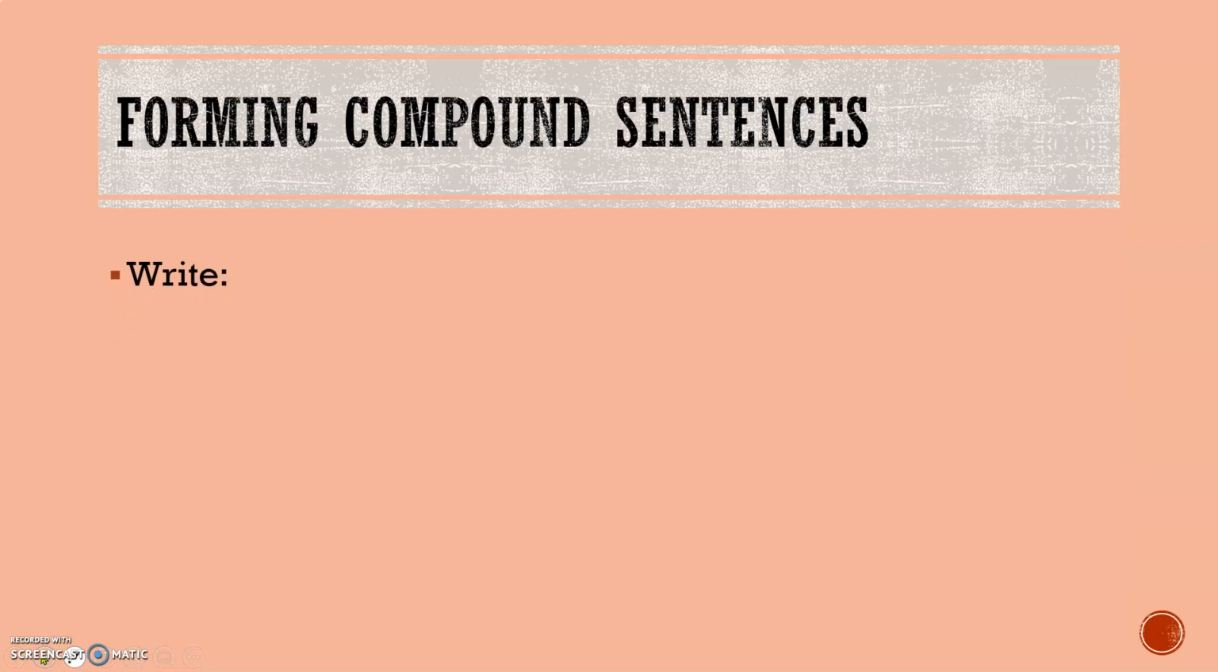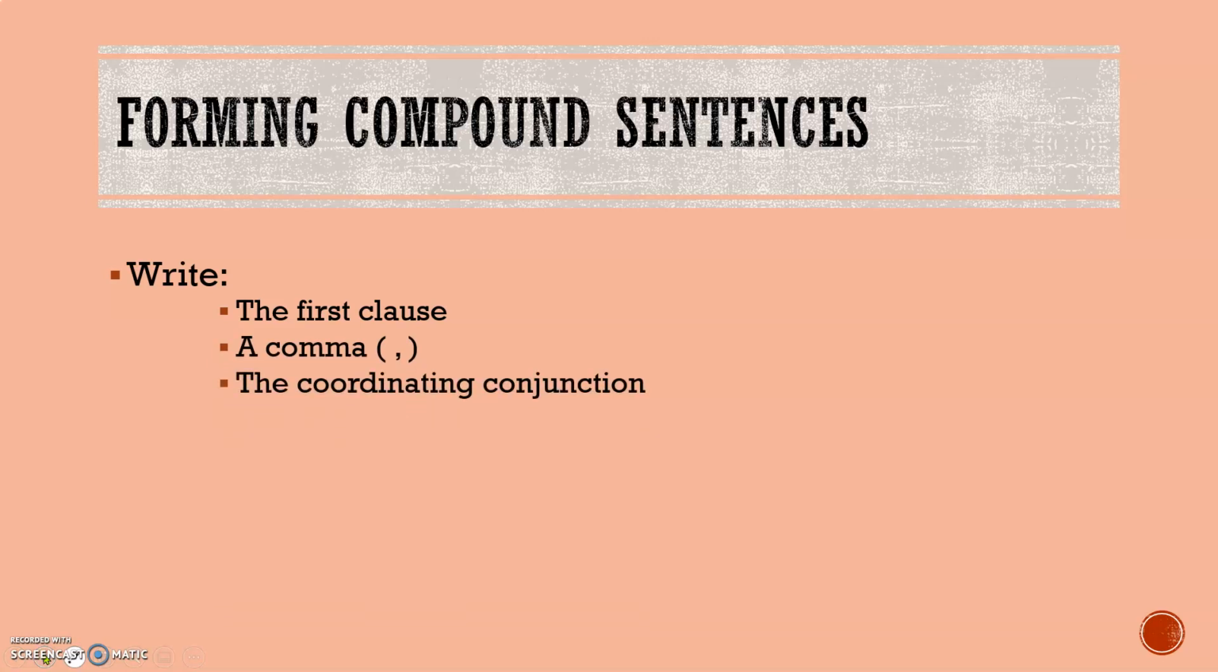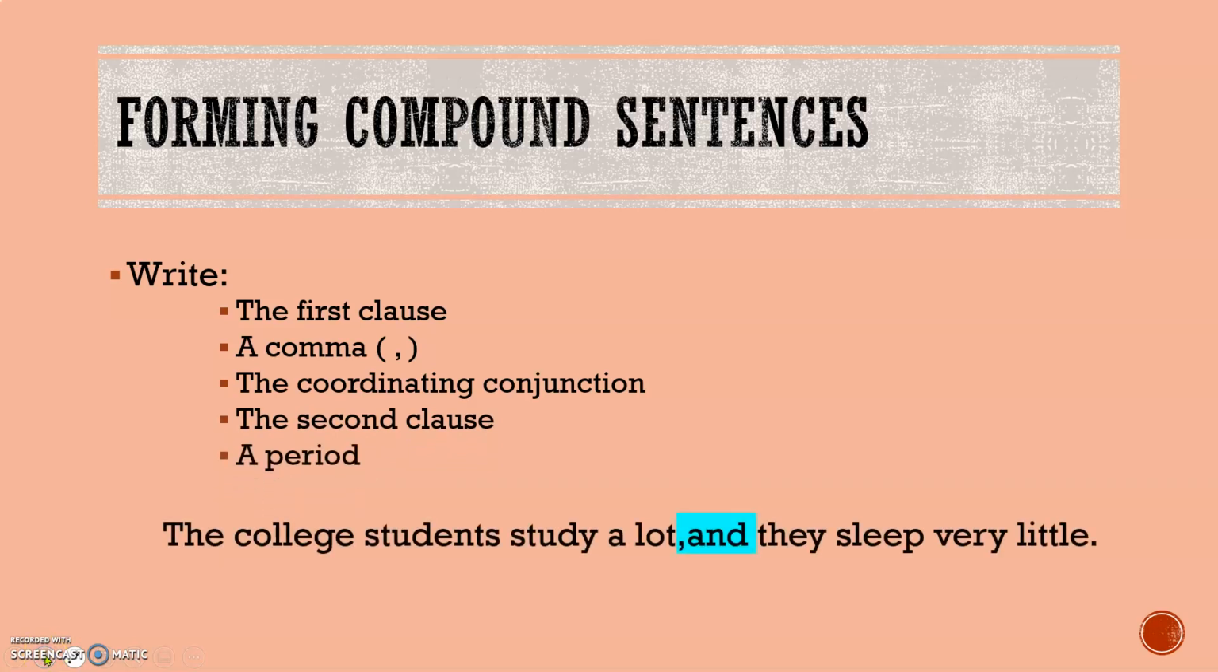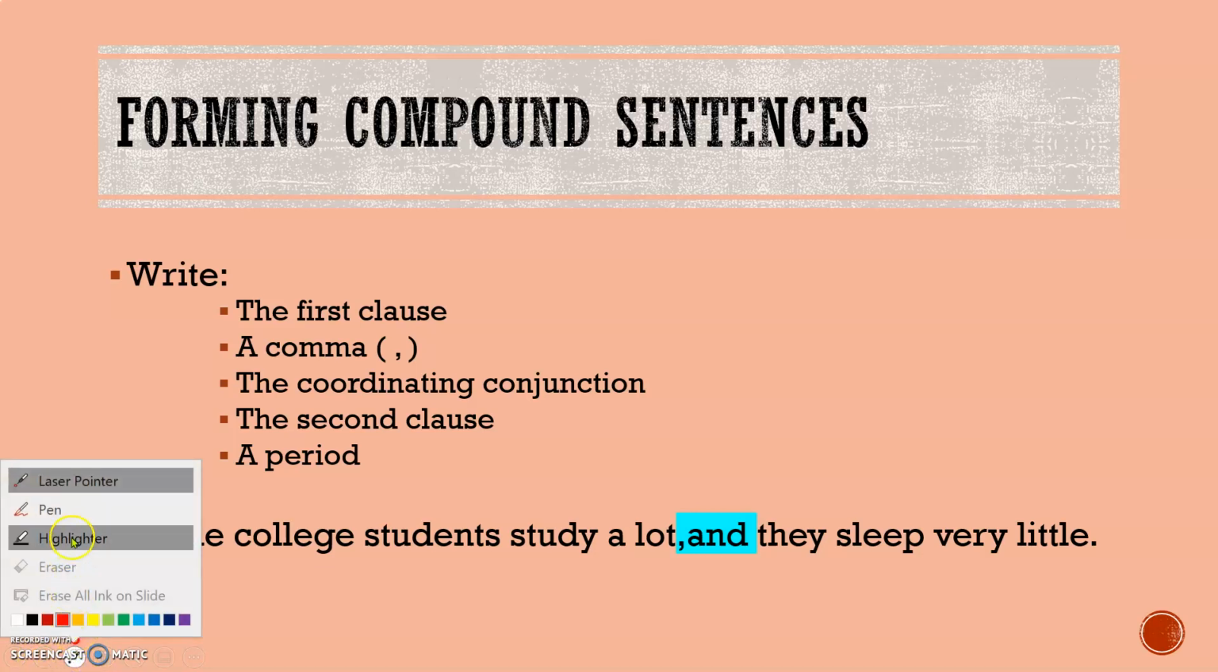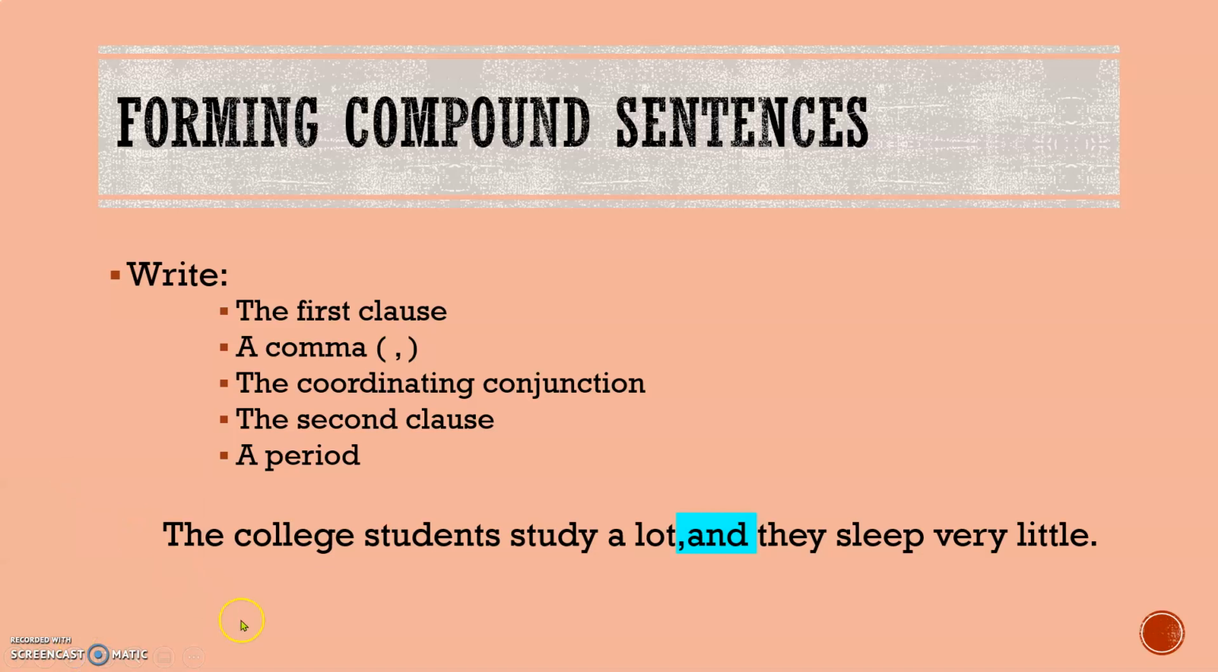So how to form compound sentences. You write the first independent clause, then you add a comma, a coordinating conjunction, and the second independent clause. Finally, a period. For example, the college students study a lot and they sleep very little. So you can see here, we've got the first clause here, a comma conjunction, and then the second clause here.